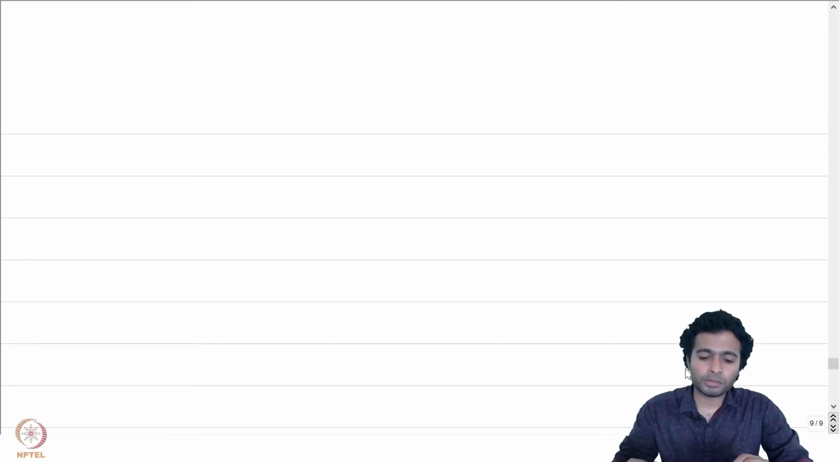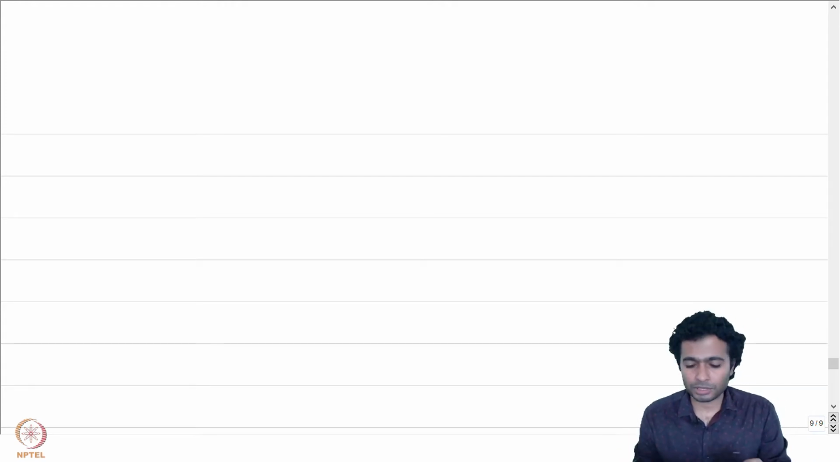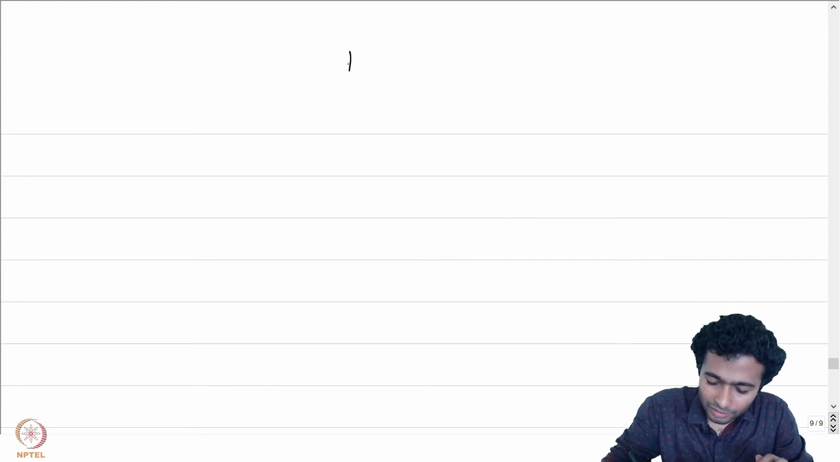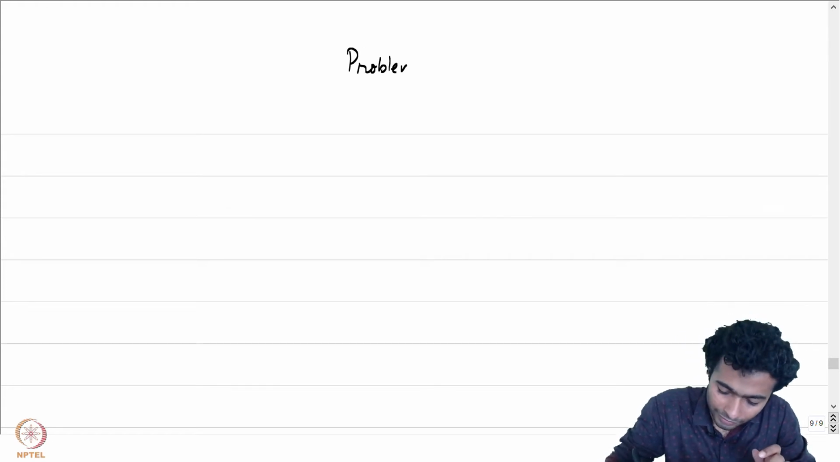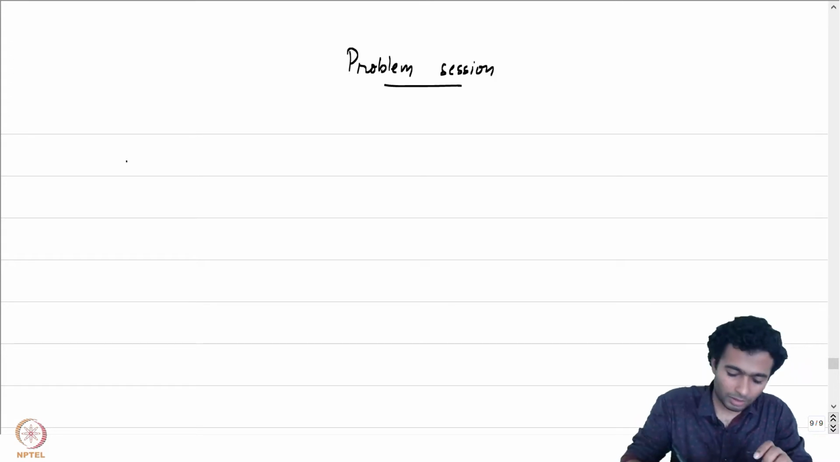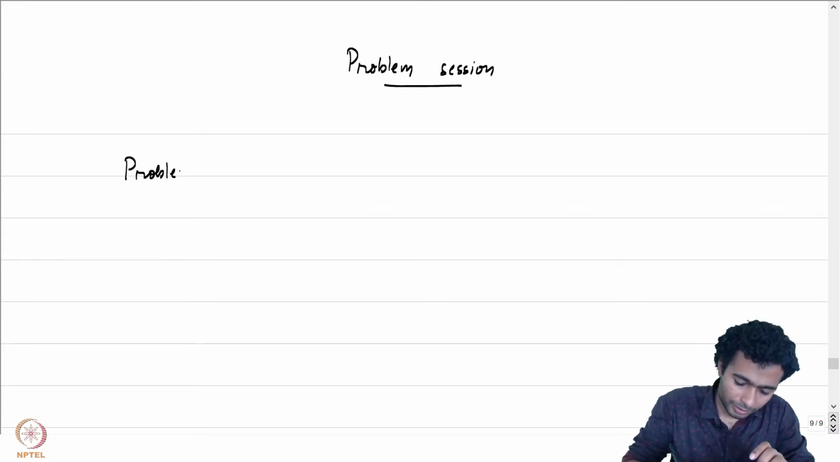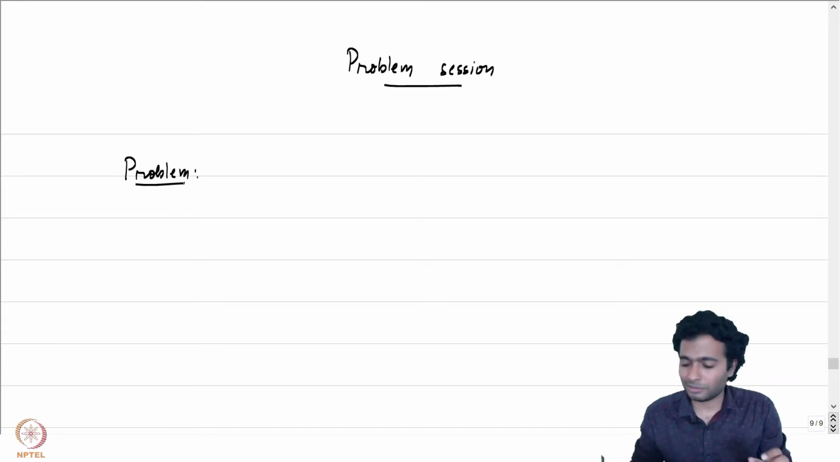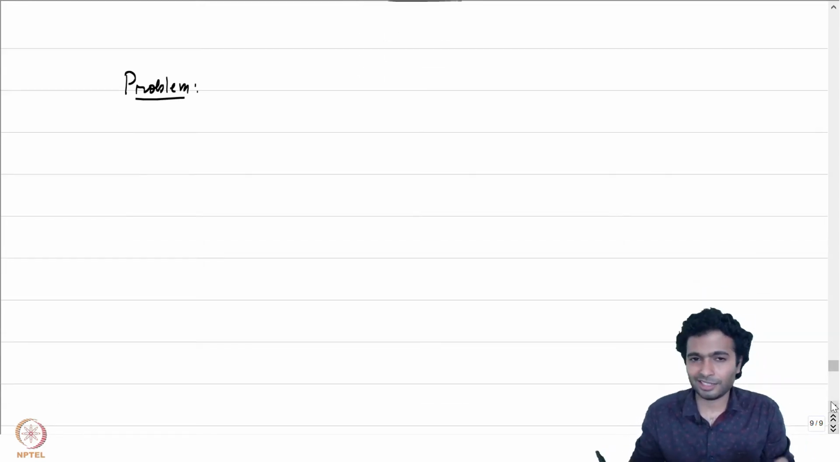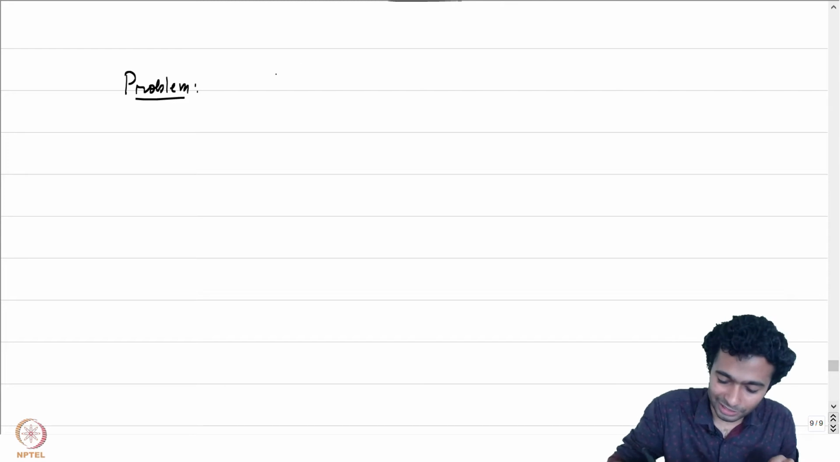Now let us solve a few problems based on the theory of residues and the argument principle that we discussed in this week. The first problem is computing an integral. We are going to do some calculus of real variables by using the techniques that we have developed just now.